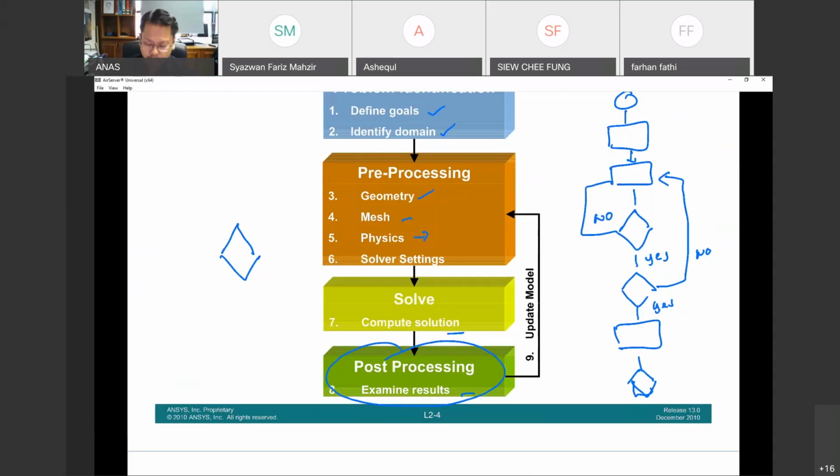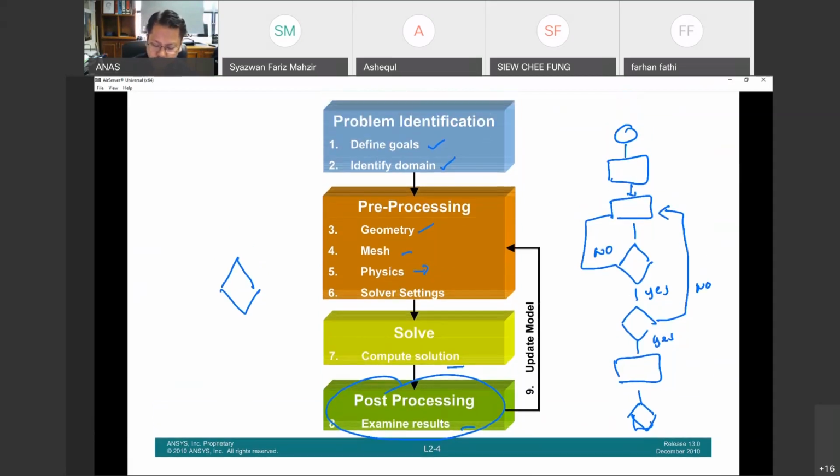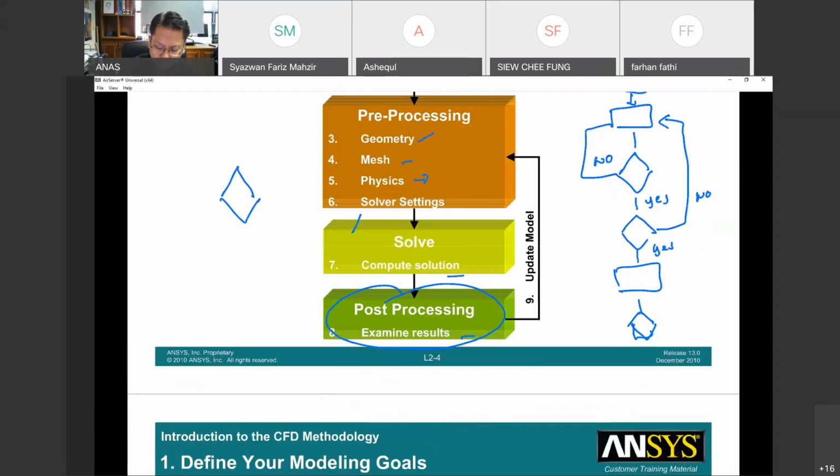Or, for example, when you have everything done in pre-processing and then you try to compute, suddenly you get an error. Then you know something is wrong over here. So you get an error here, and you know you have to go back, either here or here.